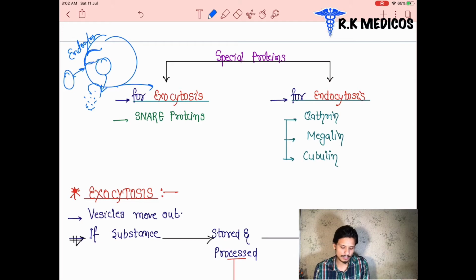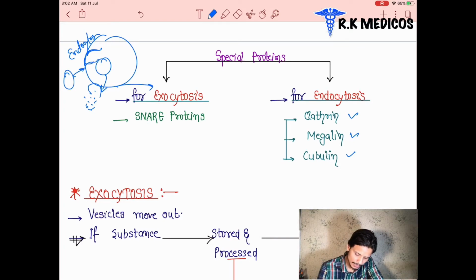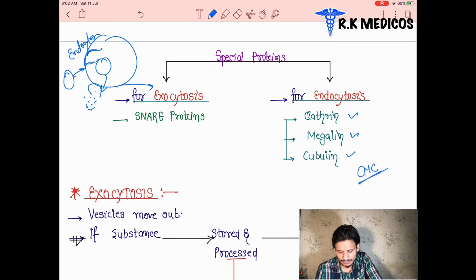Endocytosis is done by 3 proteins, meaning any content that wants to move from outside to inside in vesicle form. The 3 proteins leading the main activity here are clathrin, megalin, and cubilin. You can remember it like CMC, Christian Medical College. Clathrin, megalin, and cubilin are the 3 proteins that participate in endocytosis, in vesicular transport.